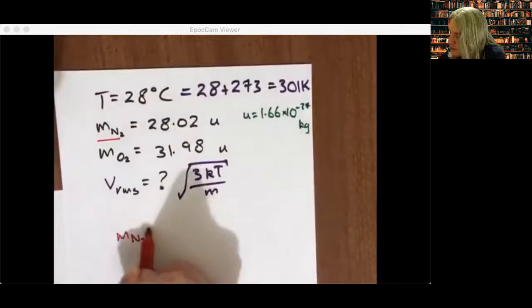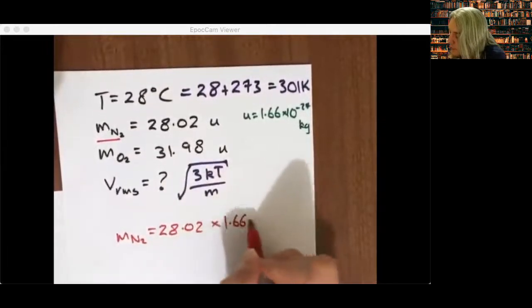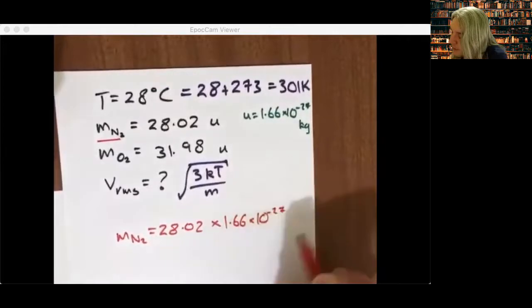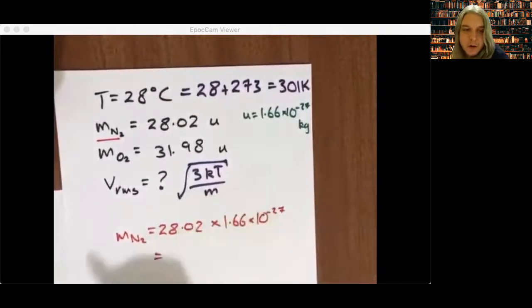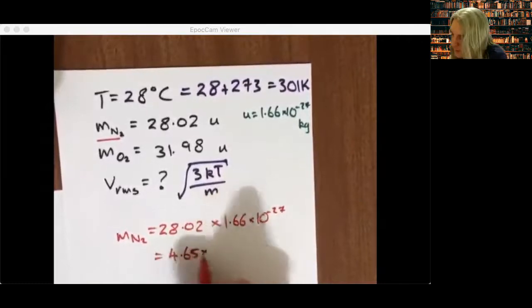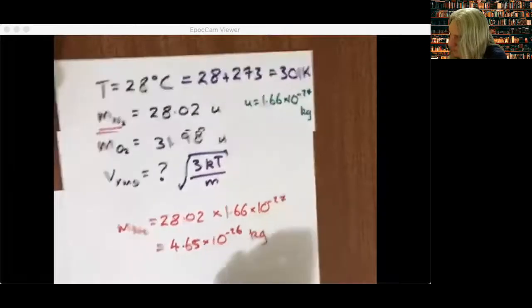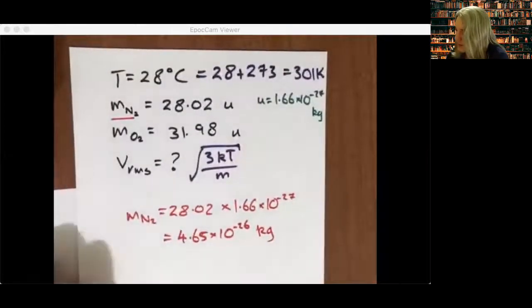Mass of nitrogen is 28.02 times 1.66 times 10 to the minus 27. And that, if you've got your calculator and have a go at that, should come out to 4.65 times 10 to the minus 26 kilograms. So there's our nitrogen mass.